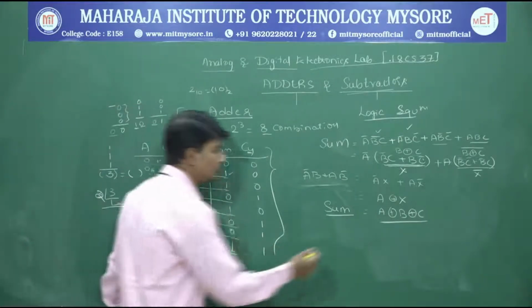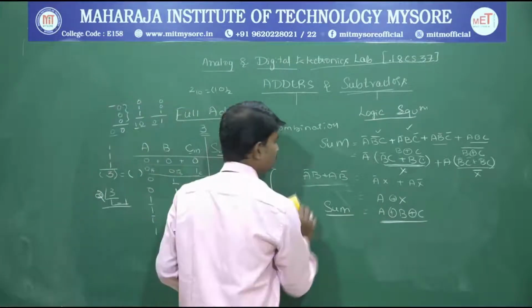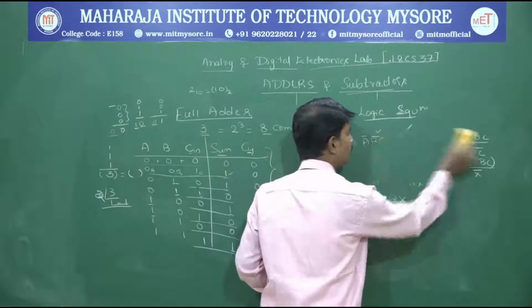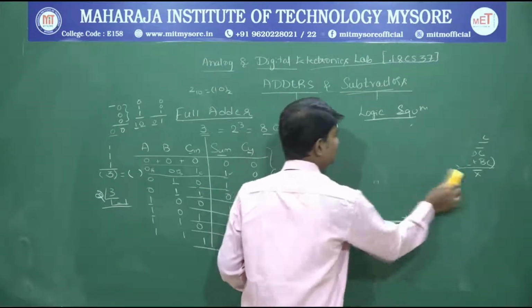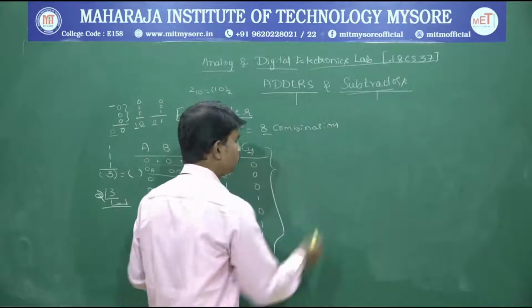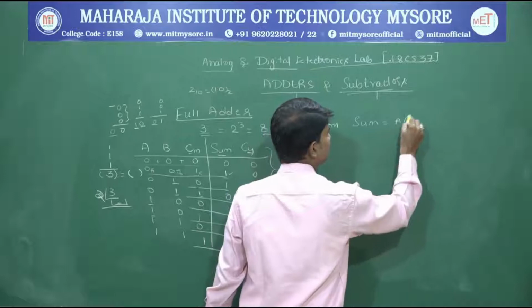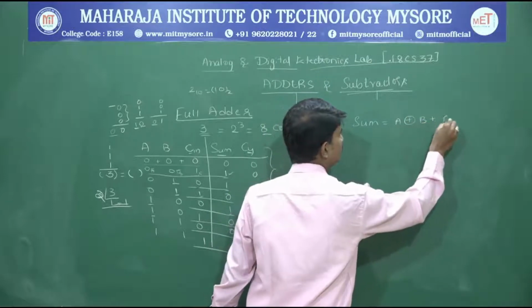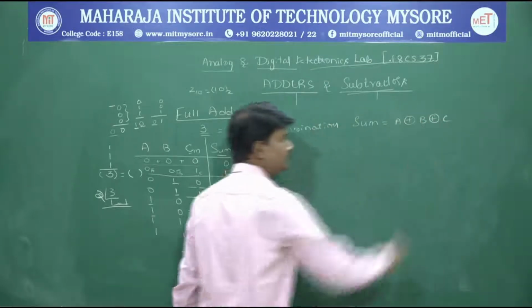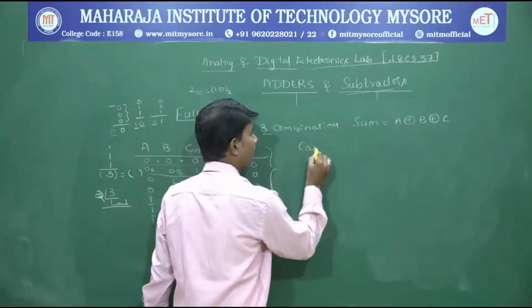You are going to end up with the same expression itself. Now let's try for A. I'm just going to rub this one. I'll just directly write it as sum is equal to A XOR B XOR C. Now let's write it for a carry.